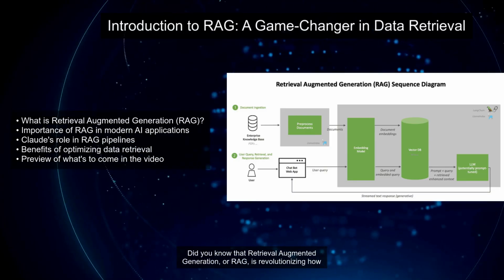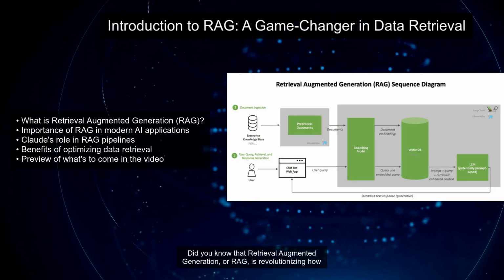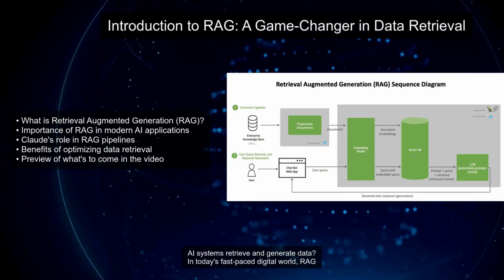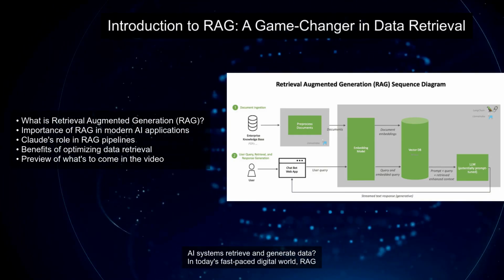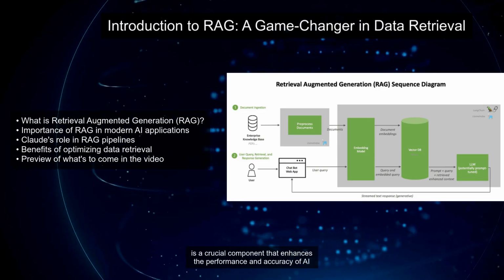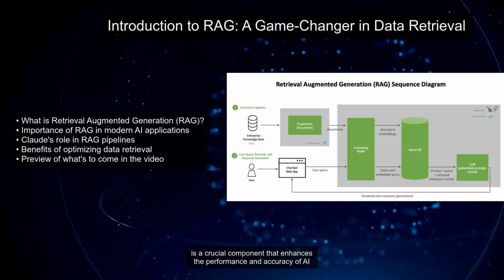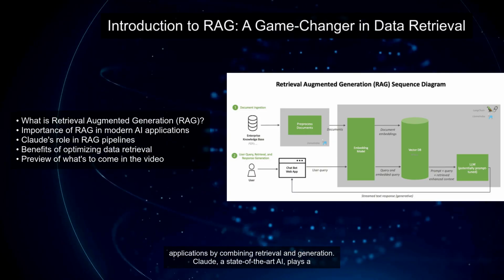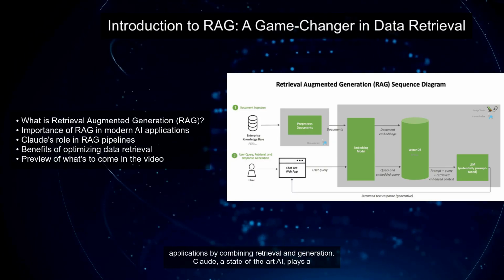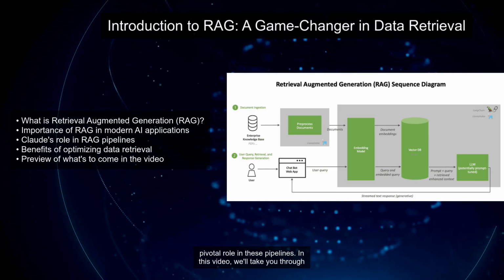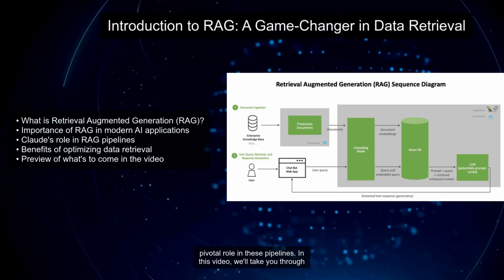Did you know that Retrieval Augmented Generation, or RAG, is revolutionizing how AI systems retrieve and generate data? In today's fast-paced digital world, RAG is a crucial component that enhances the performance and accuracy of AI applications by combining retrieval and generation. Claude, a state-of-the-art AI, plays a pivotal role in these pipelines.